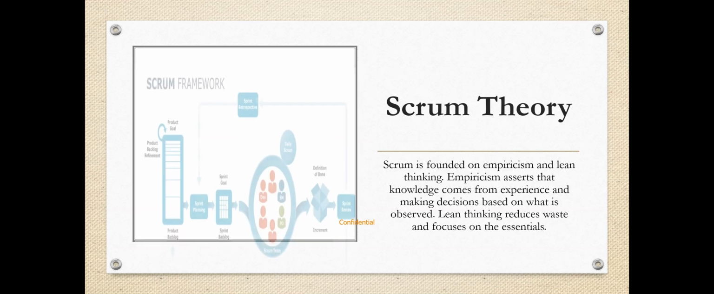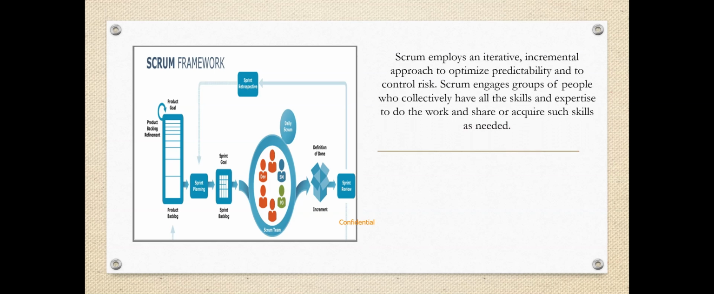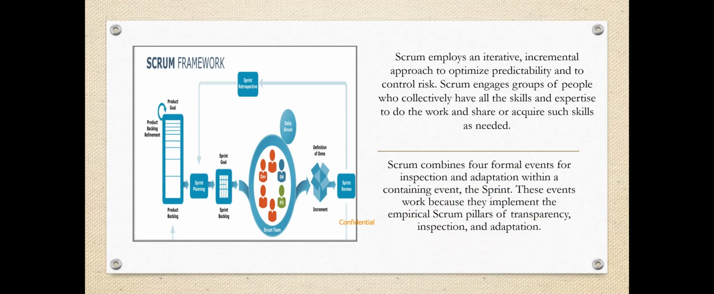Scrum theory. Scrum is founded on empiricism and lean thinking. Empiricism asserts that knowledge comes from experience and making decisions based on what is observed. Lean thinking reduces waste and focuses on the essentials. Scrum employs an iterative, incremental approach to optimize predictability and to control risk. Scrum engages groups of people who collectively have all the skills and expertise to do the work and share or acquire such skills as needed. Scrum combines 4 formal events for inspection and adaptation within a containing event, the sprint. These events work because they implement the empirical Scrum pillars of transparency, inspection, and adaptation.